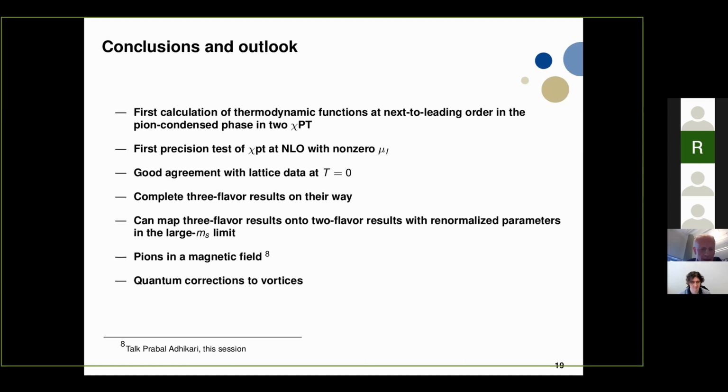For a couple of further applications, we'll later today hear a talk about pions in magnetic field by my collaborator Prabal. And then, of course, you can also think about quantum corrections to vortices. So there are many things to work on in the future. Thank you for your attention.